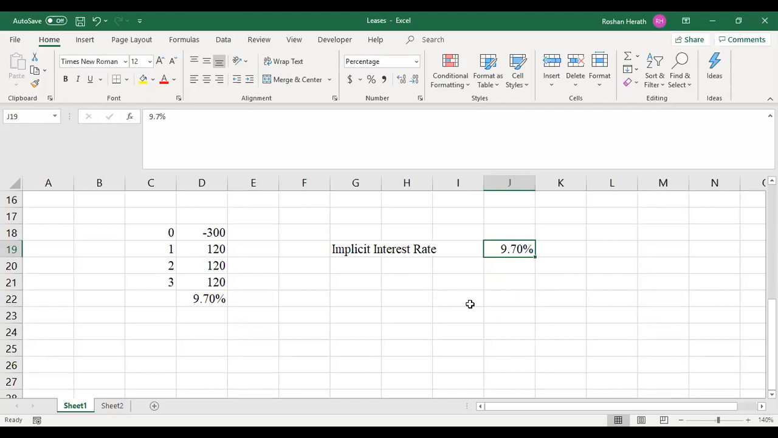Then similarly, if you apply the same thinking in the books of the lessor, what is that implicit interest rate?